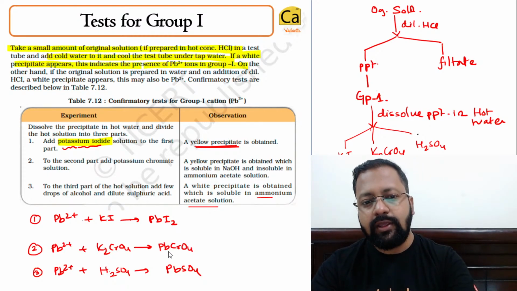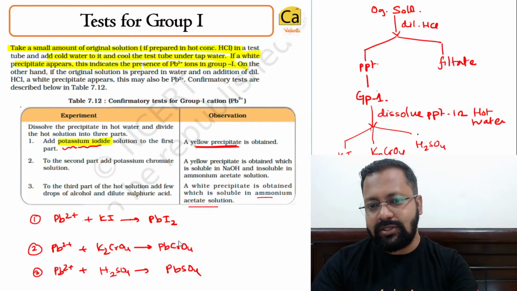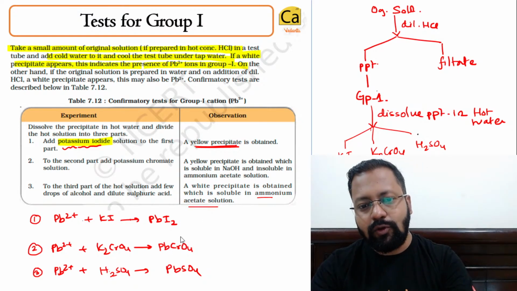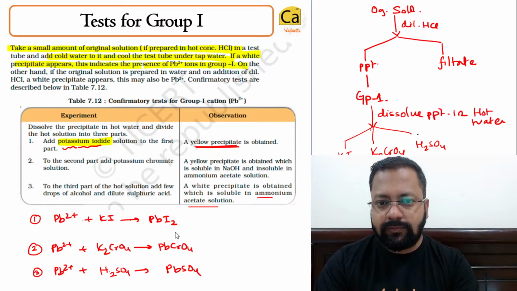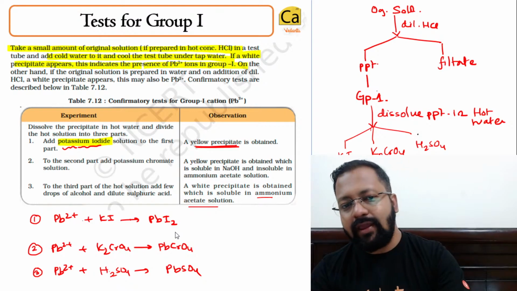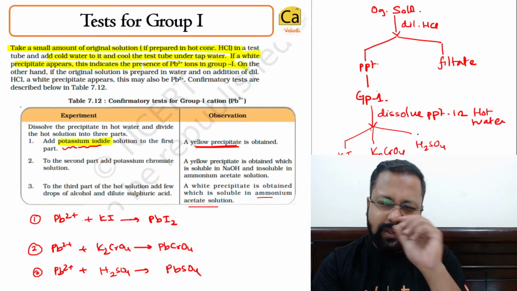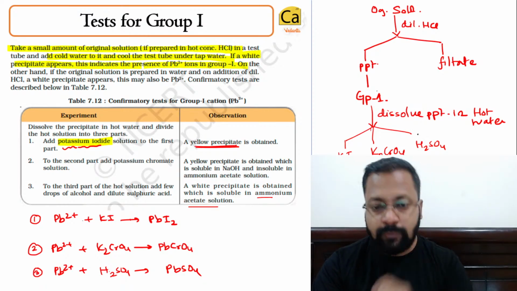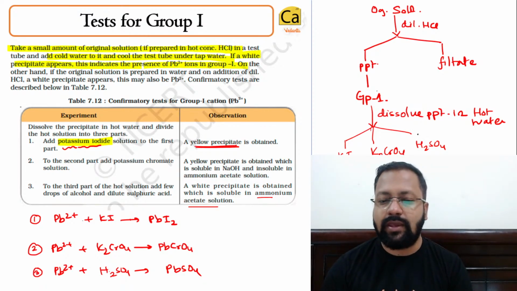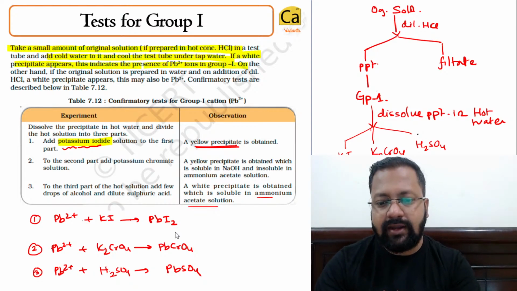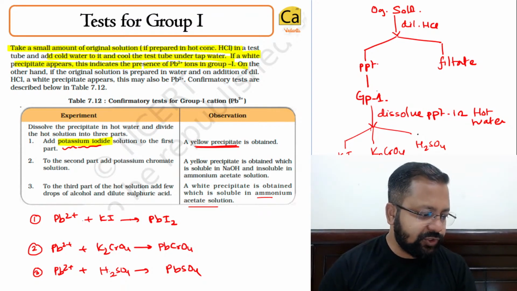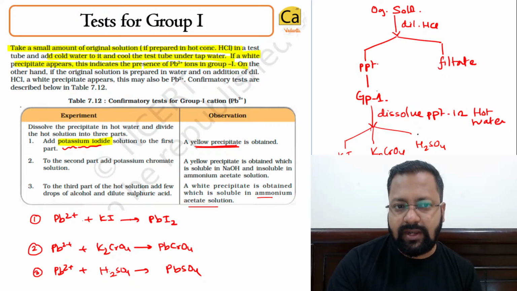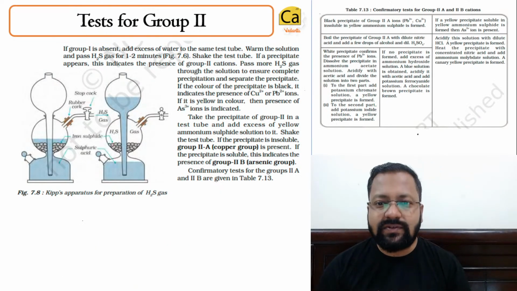PbCrO4 is soluble in NaOH. If you are being asked that PbI2 is soluble in what? PbI2 is soluble in hot water, just like PbCl2. PbSO4 is white in color and it is soluble in ammonium acetate. Okay, chalo. Let's move on to the next part. That is a test for group 2.